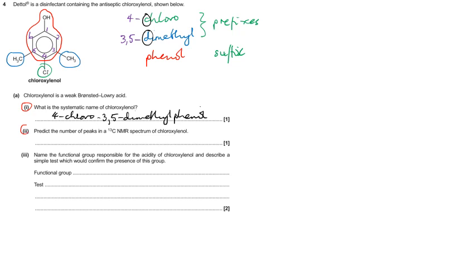Now moving on to part 2, predict the number of peaks in a carbon-13 spectrum. All right, so I've scribbled all over that molecule, so let me draw it out again just for completeness. So we've got a couple of methyl groups hanging off there and a chlorine hanging off there. All right, and so you can see a line of symmetry going down through the molecule like that.